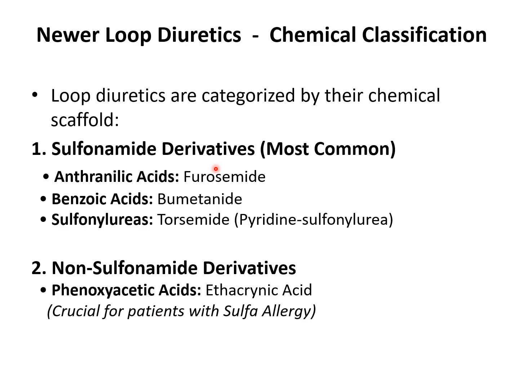sulfur allergy usually. Okay? Now the sulfonamide derivatives are the most common ones, and the most famous one of these loop diuretics is furosemide, and this belongs to anthranilic acid. We have derivatives of benzoic acid like bumetanide as well as sulfonylurea compounds like torsemide.